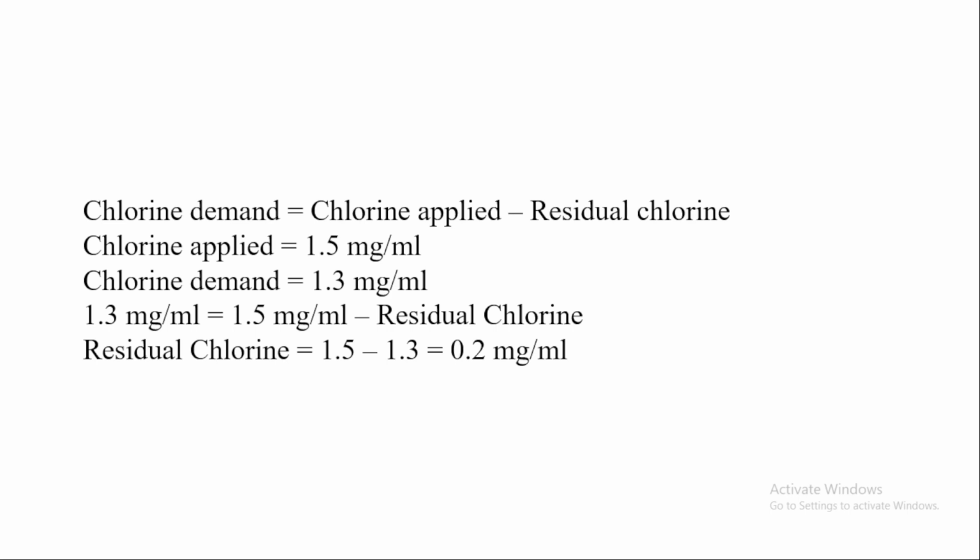Chlorine demand is 1.3 mg per liter. So, chlorine demand, 1.3 mg per liter, is equal to chlorine applied, that is 1.5 mg per liter, minus residual chlorine. So, if you solve this, residual chlorine will be equal to 1.5 mg per liter minus 1.3 mg per liter. So, 1.5 minus 1.3 is 0.2. So, the answer is 0.2 mg per liter. That is option number A is the correct answer.